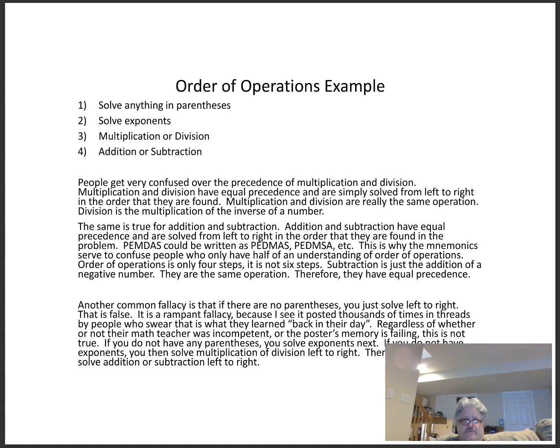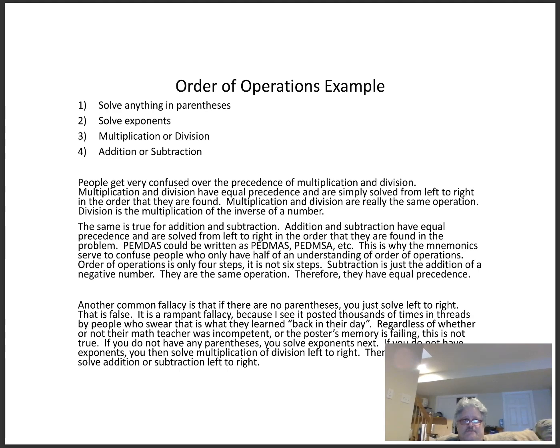Multiplication and division are really the same operation. Division is just the multiplication of the inverse of a number. You're basically saying I can divide 10 by 5, which is 2, or I can say, let's multiply 10 by 1/5, which is also 2. So basically, you can either call that a division by 5 or a multiplication by 1/5. It's the same thing. That's why they have the same precedence.